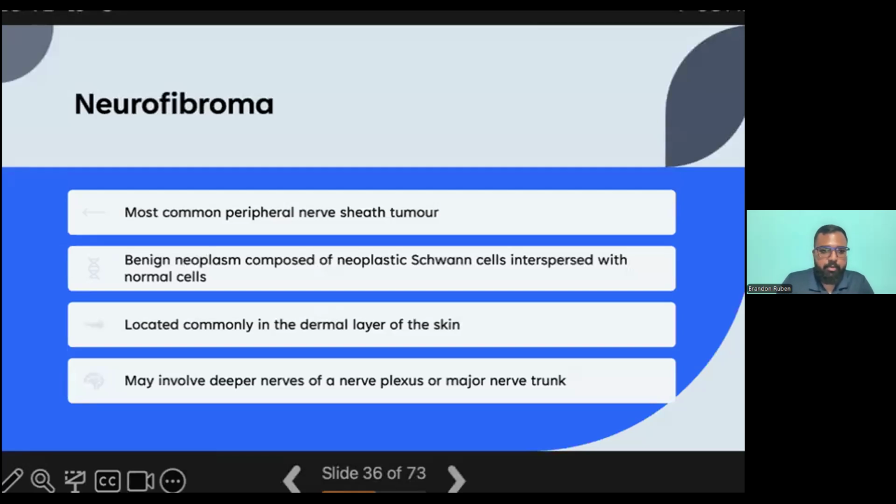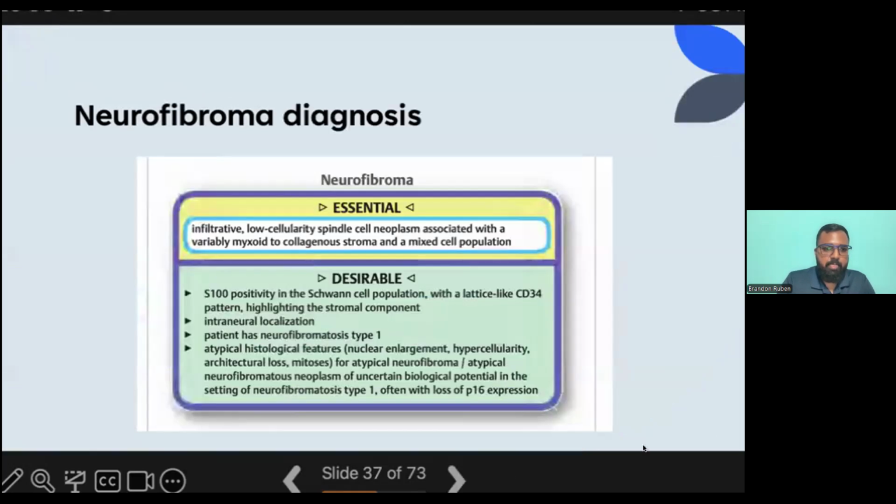Next is the neurofibroma, which is the most common peripheral nerve sheath tumor. These are benign neoplasms composed of neoplastic Schwann cells interspaced with normal cells. They are located commonly in the dermal layer of skin and may involve deeper nerves of a nerve plexus or major nerve trunk. Diagnosis essential: infiltrative low cellularity spindle cell neoplasm associated with a variable myxoid to collagenous stroma and mixed cell population, and desirable factors listed below.